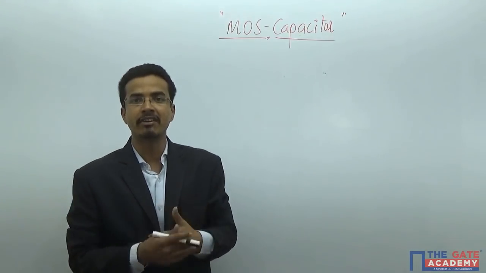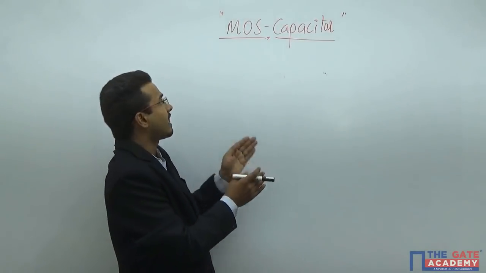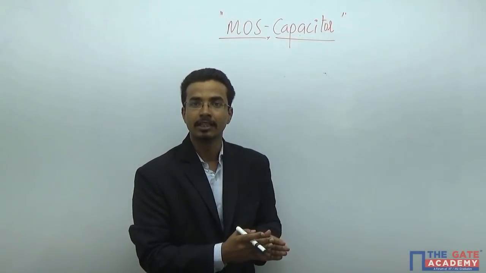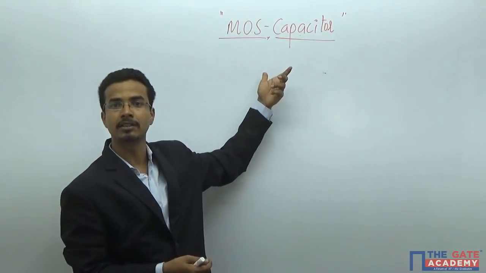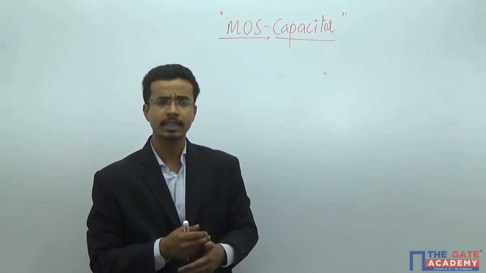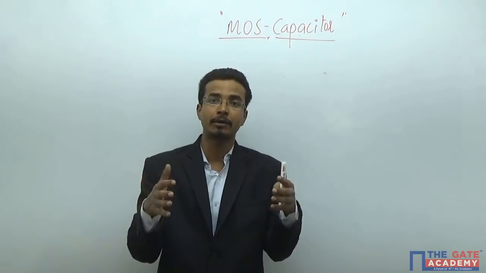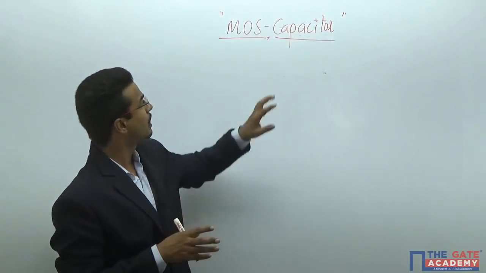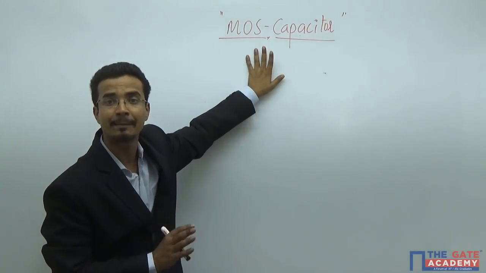That means firstly we will discuss how the MOS capacitor works, and after that the extension of the MOS capacitor. Whenever you introduce two more terminals to this MOS capacitor, you will get the MOSFET. If you are interested to learn the working principle of the MOSFET, definitely you have to understand the working principle of the MOS capacitor.